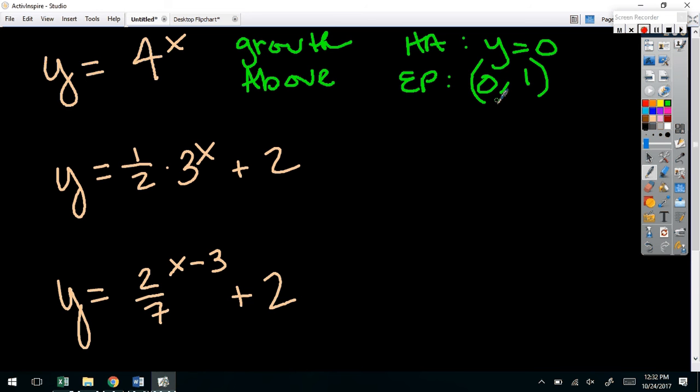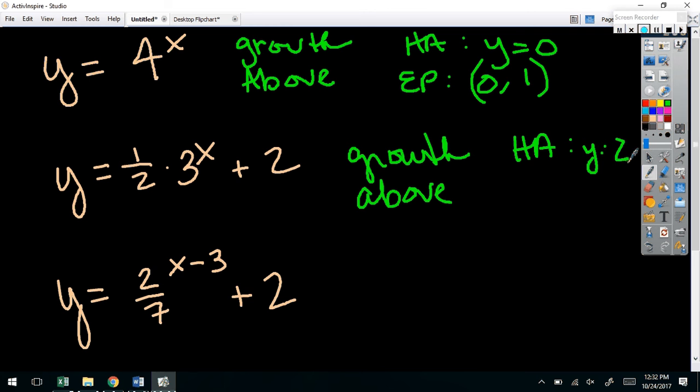How about the second one, growth or decay? Growth, because B is bigger than 1. Above or below? What is the horizontal asymptote? 2. What's an easy point? 0, 2.5.